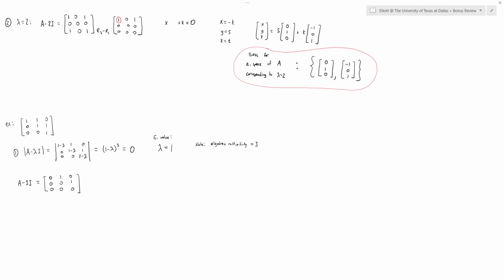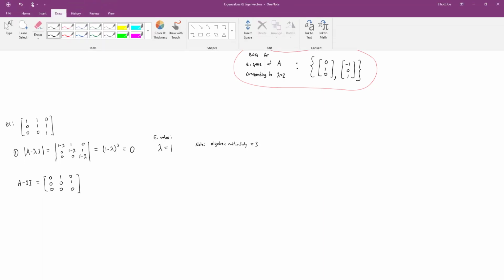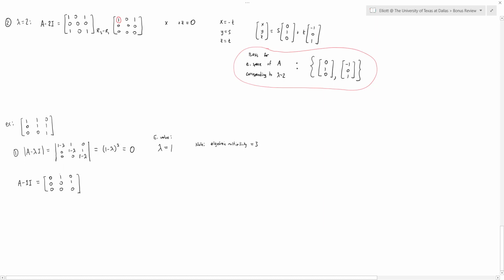Now this matrix is already in reduced row echelon form, so there's no need to do any row operations. Pivots are here and here, so the first column is missing a pivot, which would make x the free variable. Okay. So we'll say x is equal to t, and then each row gives us an equation y equals 0 and z equals 0. So in this case, we have a single vector (1, 0, 0) serving as a basis for the eigenspace of this matrix when lambda equals 1.